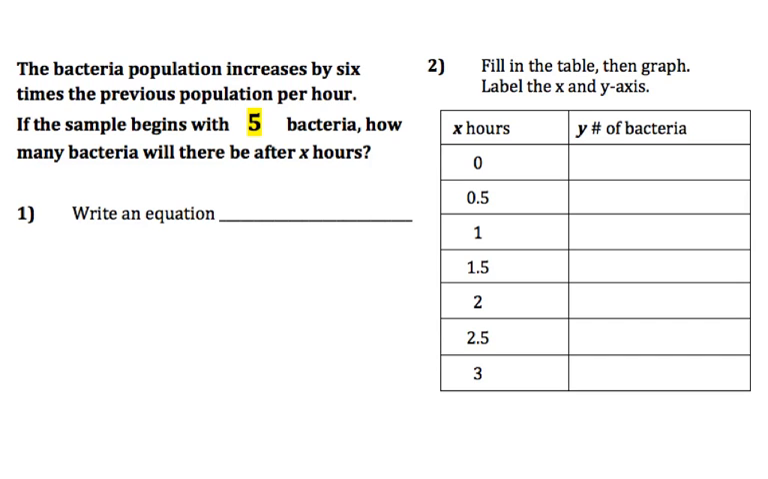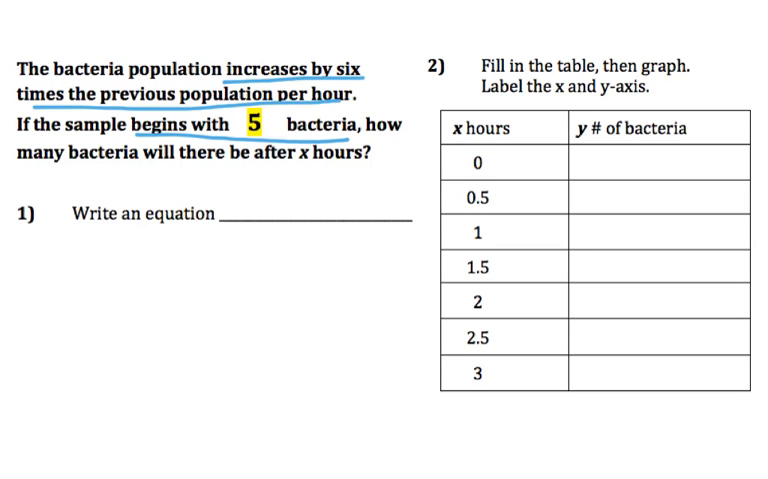So the first thing we want to do is identify the information that we're given. When identifying the information, we look for numbers. So we can see that the bacteria population increases by 6 times the previous population per hour, so 6, and it begins with 5 bacteria.